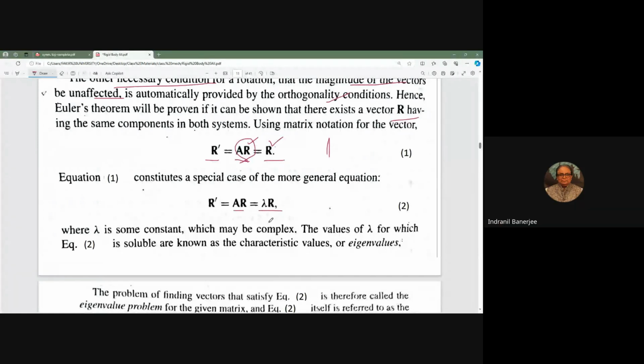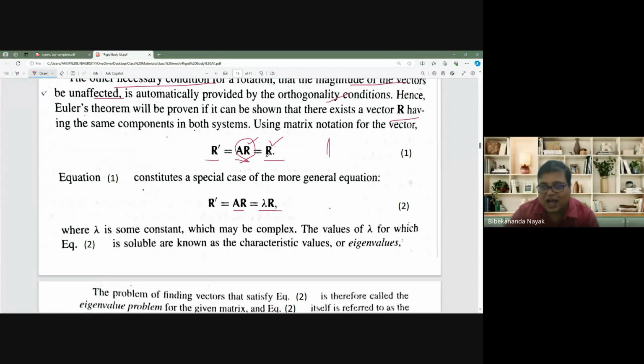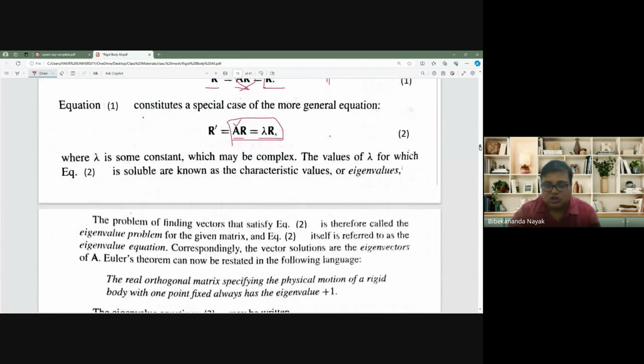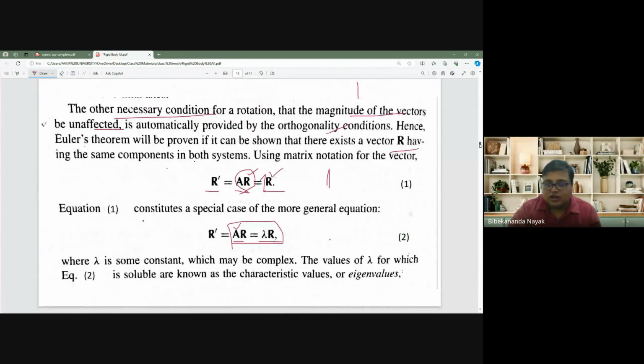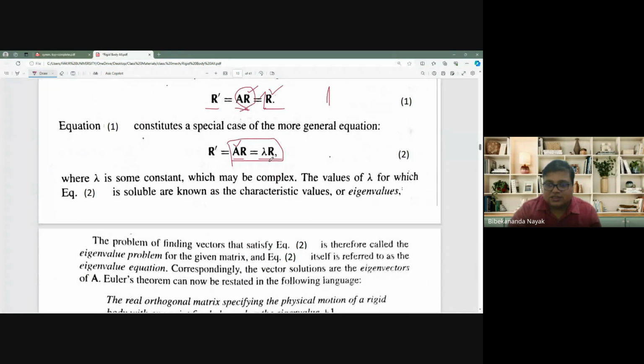So now we can write this as 1 into R is equal to R. So the general eigenvalue equation is AR equals lambda R, where A is an operator and lambda may be a constant. The values of lambda for which the equation is solvable are known as the characteristic values, and this is the eigenvalue equation. So now our problem reduces to getting the eigenvalue 1.